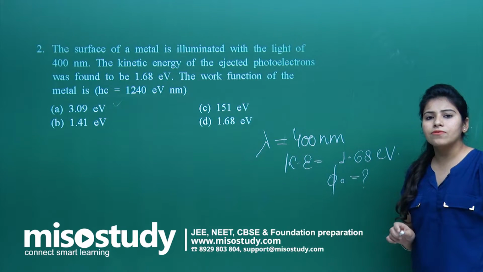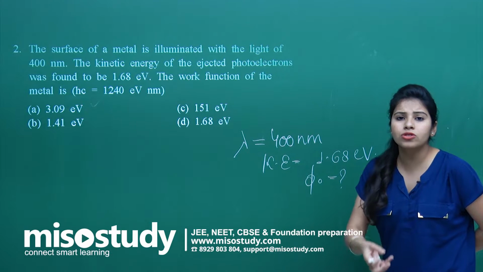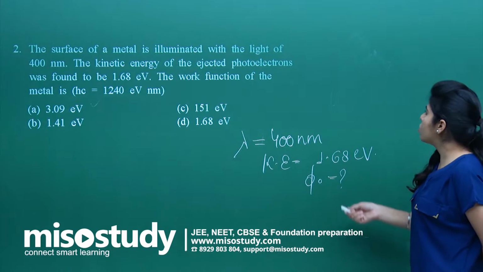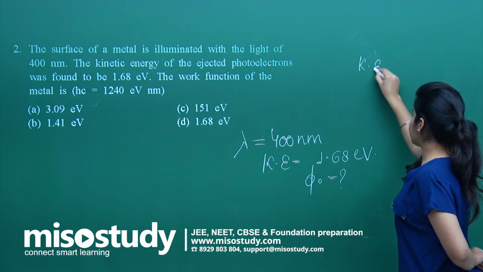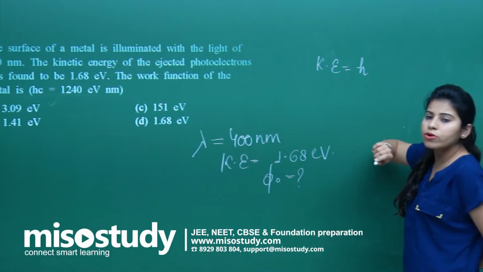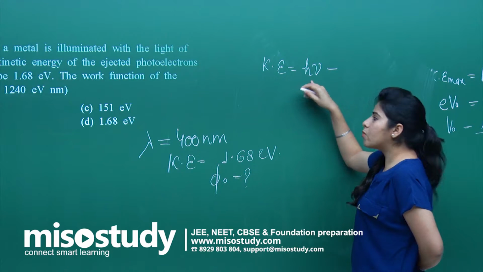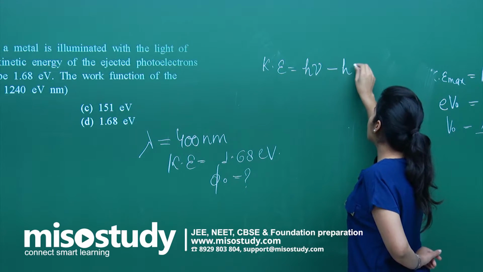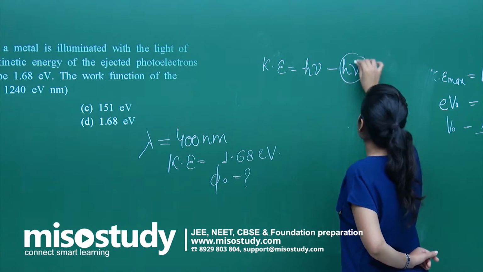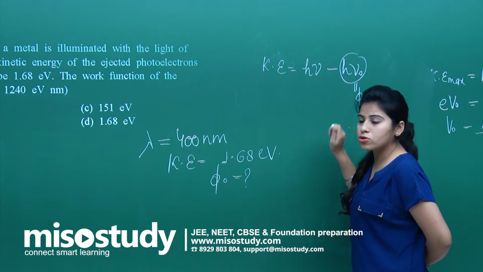Now, you know that work function is what? The minimum energy that is required to eject the electron from the metal, right? Now, we know the formula. The formula says kinetic energy of the emitted photoelectrons is h nu, that is the energy of the photons, minus h nu naught. That means this is the work function. You can write it as phi naught, and we have to find this phi naught.